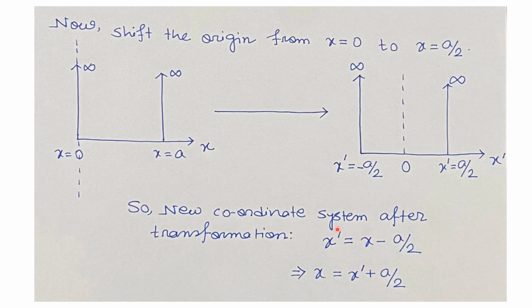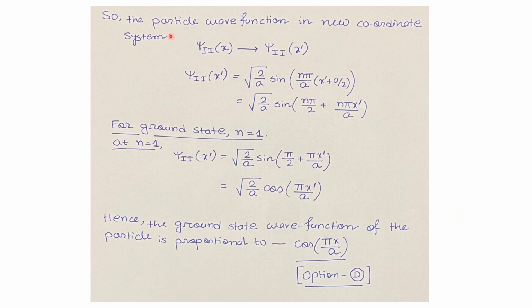In the new coordinate system, after transformation, we can connect the older coordinate system to our new coordinate system, and that is given by x dash equals x minus a by 2. So we can write x equals x dash plus a by 2. So the particle wave function in the new coordinate system will be transformed from psi2 as a function of x, that is the older wave function in the well-known potential problem, to psi2 as a function of x dash in the new or transformed coordinate system.